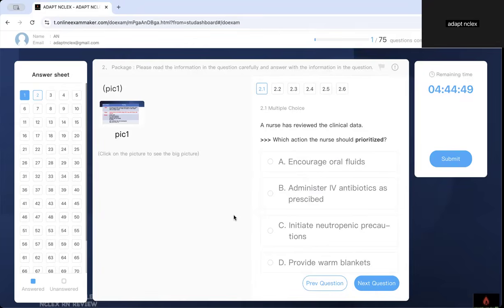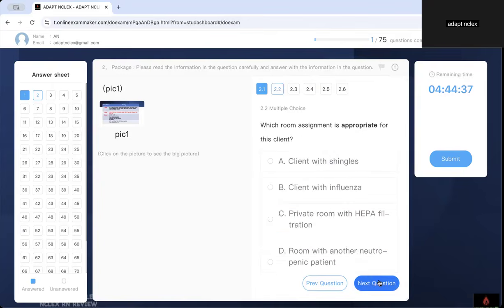Provide a warm blanket. Of course not, I'm cooling them. What? They're already hot. Why would I give them a warm blanket? Therefore, you know I need to prevent further infection. Neutropenic precautions. The patient is having sepsis. Now, put down your answer. Let me know what you're going to put for this.